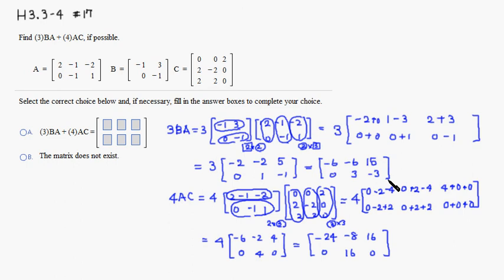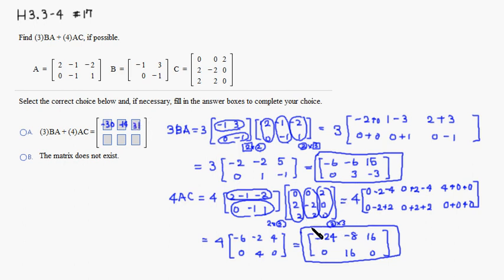All right. Then we can compute the sum of these two matrices. So we have to add these two matrices. You can see that the 3BA is right here, and the 4AC is right here. If you add them up, negative 6 plus negative 24 is negative 30. Negative 6 plus negative 8 is negative 14. And 15 plus 16 is, oh, actually 31. Sorry, 31.